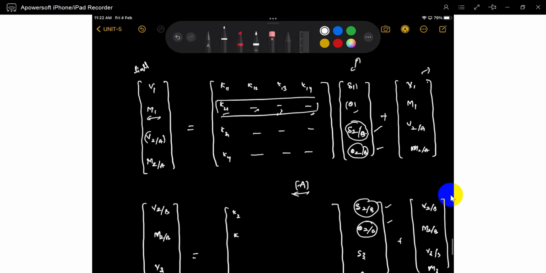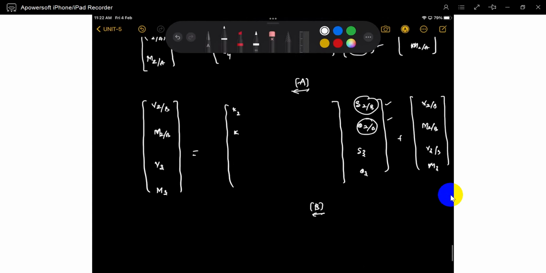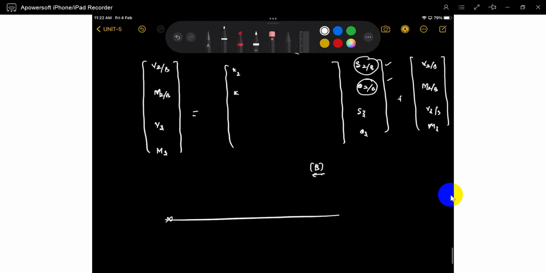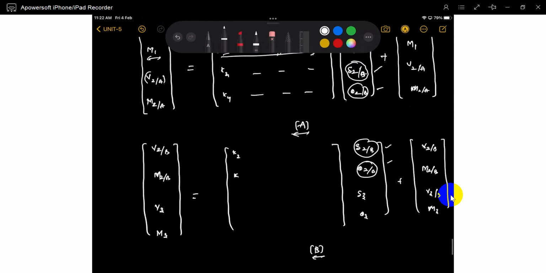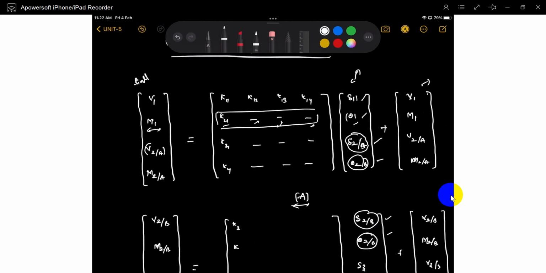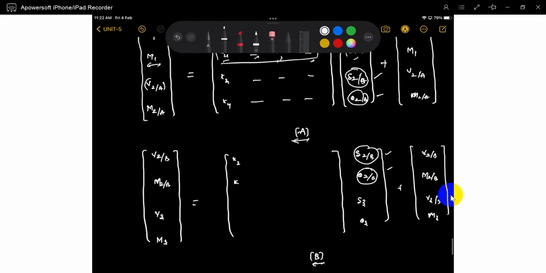So now observe it. The total for the A element and B element, if taken as a total, how many degrees of freedom are there? Here, 1, 2, 1, 2, 1, 2. Six deformations are there. Combined A and B, you will get 6 deformations, so you will get a 6 by 6 matrix. 6 by 6 matrix means delta 1, theta 1, delta 2, theta 2, same, delta 3, theta 3.